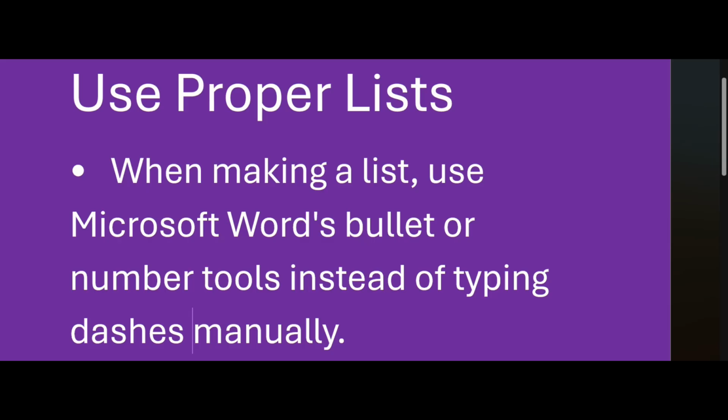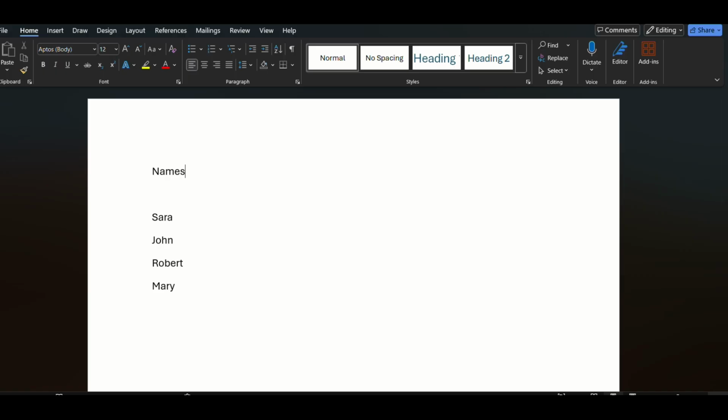Step 4 is using proper lists. When you're creating lists in Microsoft Word, instead of pressing dashes, use Microsoft Word's actual bullet or numbering tools. Now I have already done a video showing visually impaired persons how to use their screen readers to do paragraph formatting in Microsoft Word, but just let me show you here quickly how to add some bullets to a list.